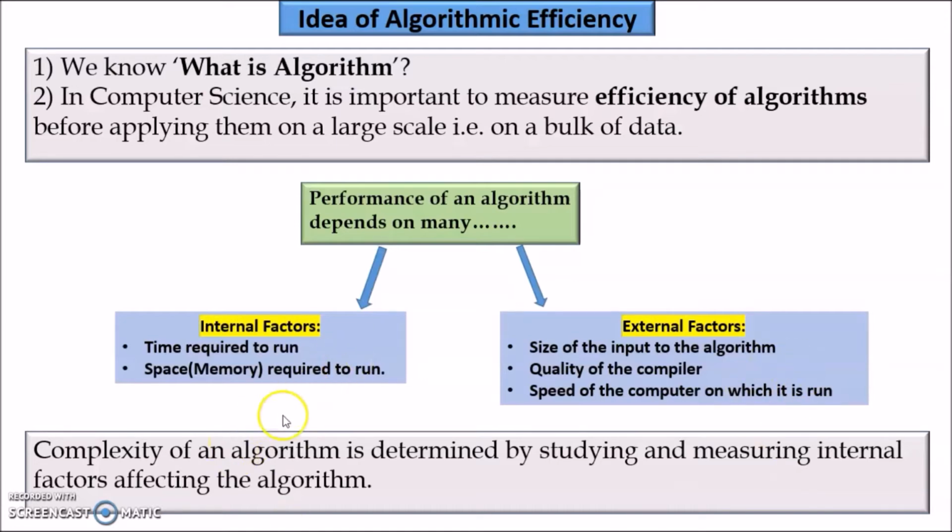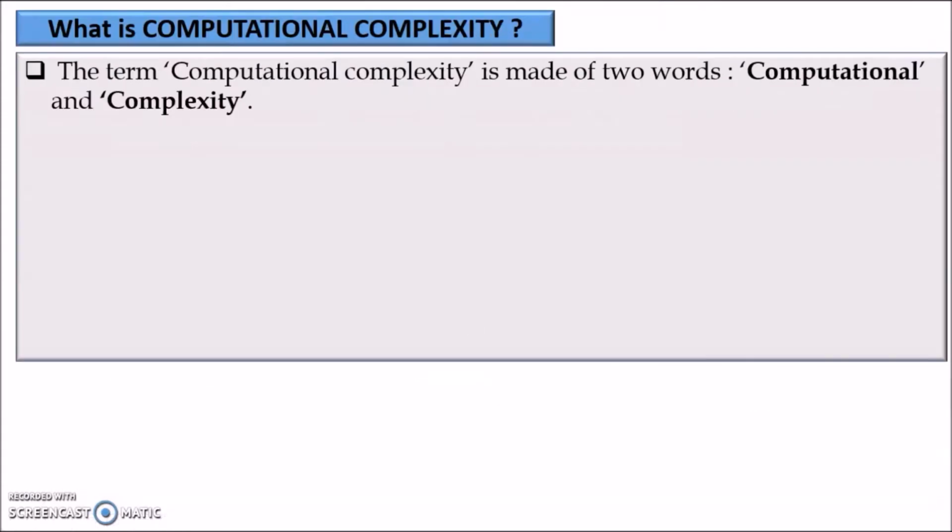So what is this complexity of algorithm? Complexity of an algorithm is determined by studying and measuring internal factors affecting the algorithm. Okay, we are not going to take care of these external factors. We are going to consider only the time and space. Now let's see what is this computational complexity. When I say computational complexity, it is made up of two words. What are those words? Computational and complexity.